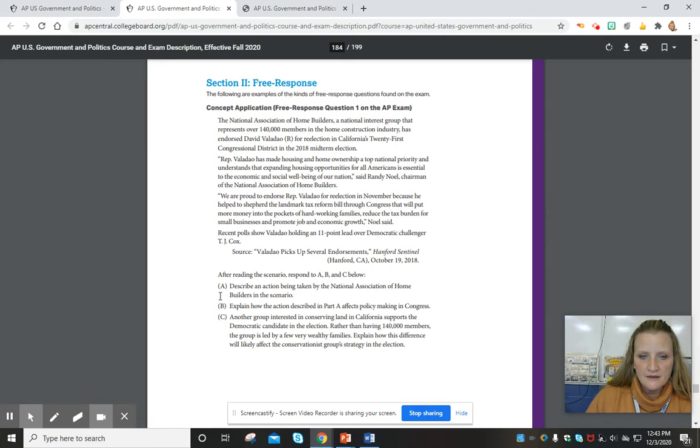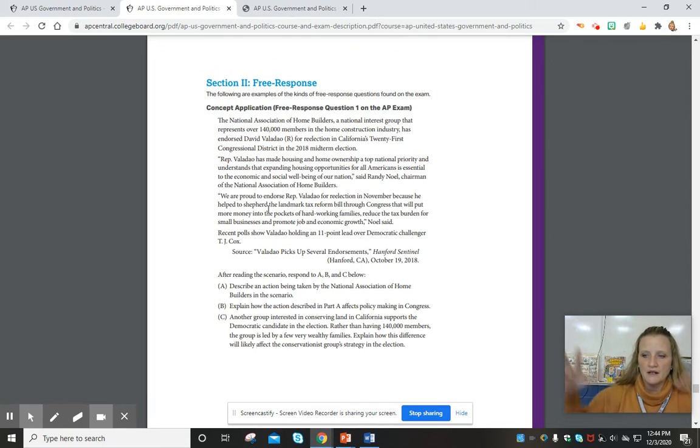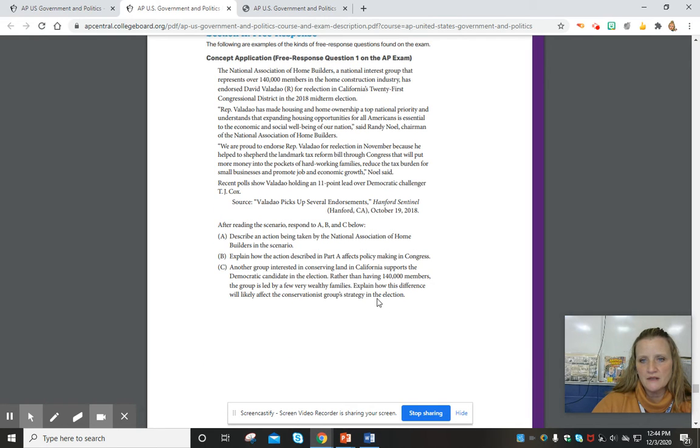You read this. After reading the scenario, respond to A, B, and C below. Describe the action being taken by the National Association of Home Builders in the scenario. Explain how the action described in Part A affects policy making in Congress. So how is this affecting things that are going on in a bigger picture? And then explain how this difference will likely affect the conservationist groups. So it's taking another group that might be affected by laws that are being made, and you have to explain how. All right, that's pretty easy. That's 3 points.